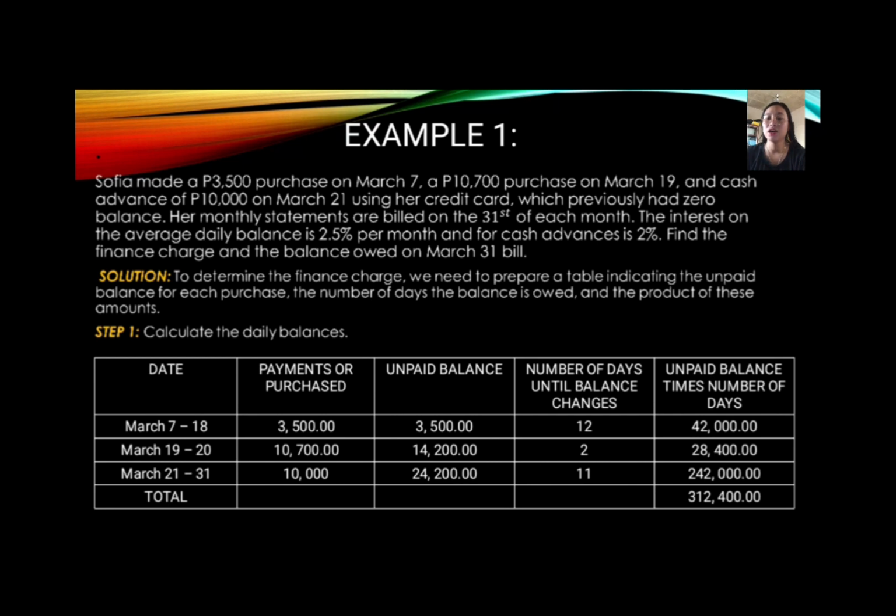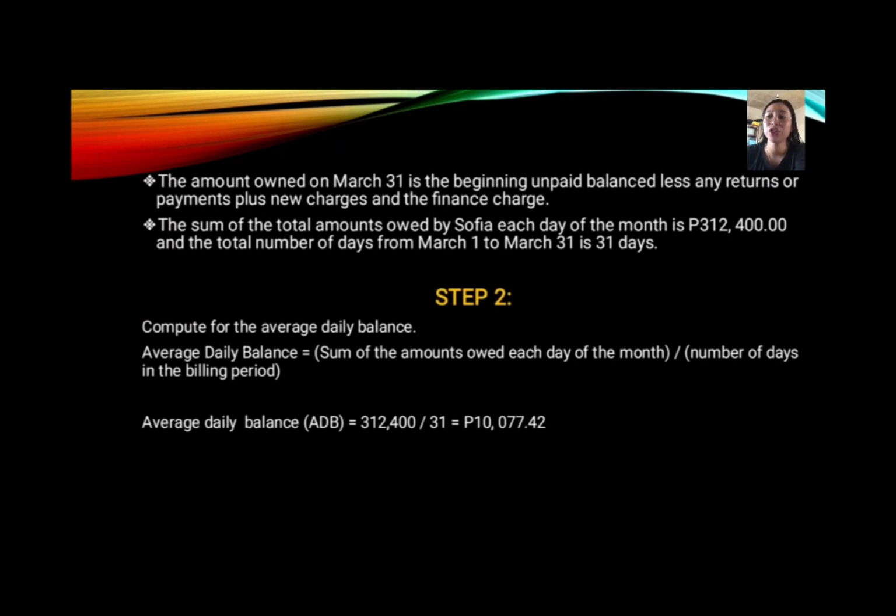312,400 pesos. The amount owed on March 31 is the beginning unpaid balance less any returns or payments, plus the new charges and the finance charge. So the sum of the total amounts owed by Sophia each day of the month is 312,400 pesos, and the total number of days from March 1 to March 31 is 31 days.